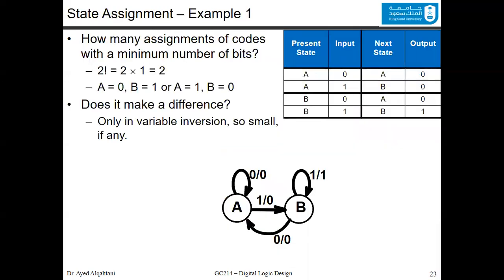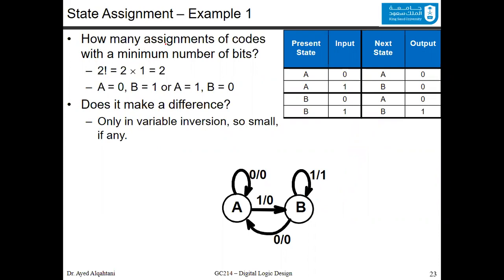Now, at this point, we reached the stage of the state assignment in the design procedure. So let's take this simple example where you have only 2 states, and you can check the conversion from this state diagram to the state table, and also vice versa. If you have this state table, how to build the state diagram.